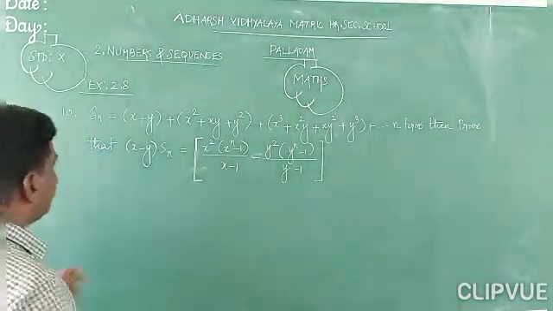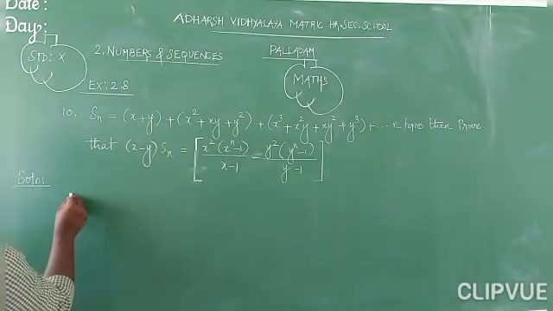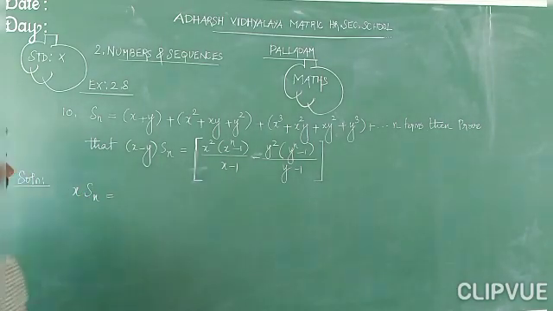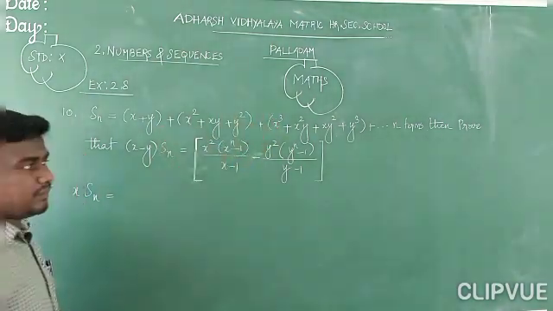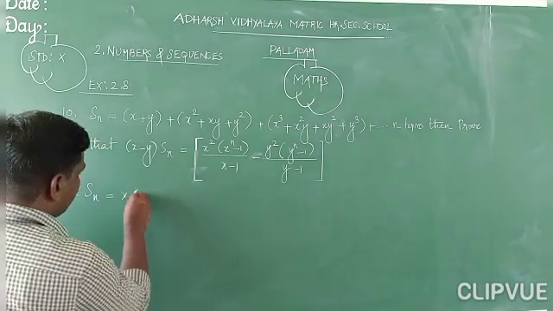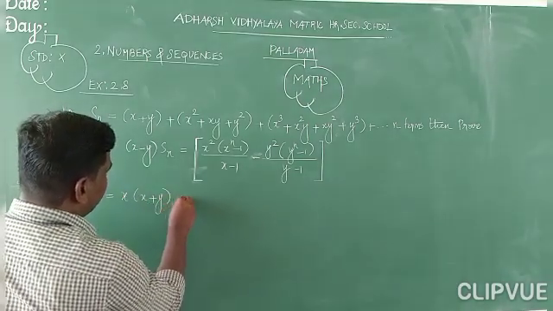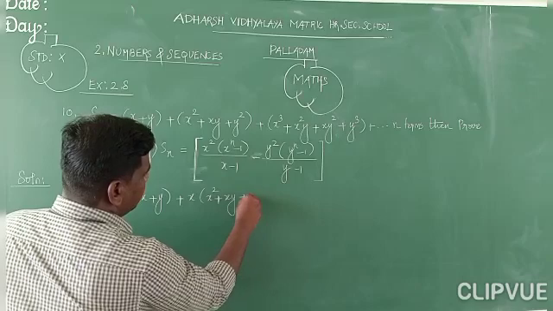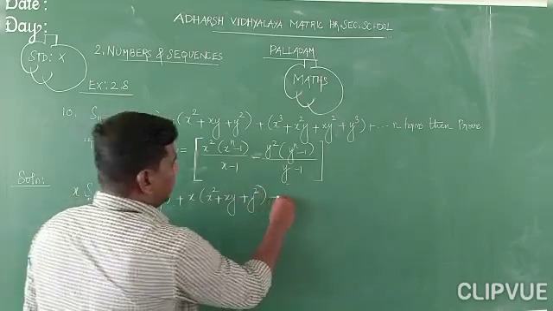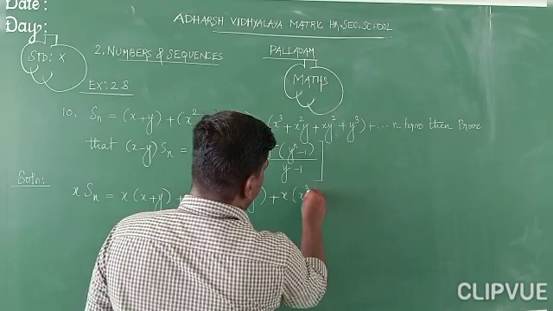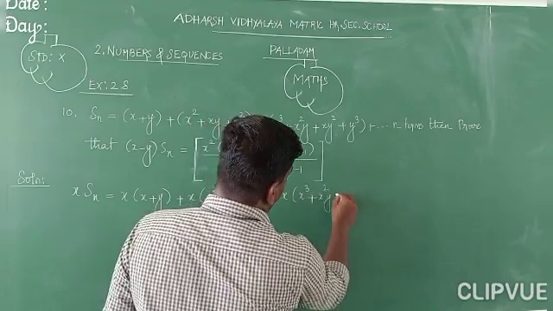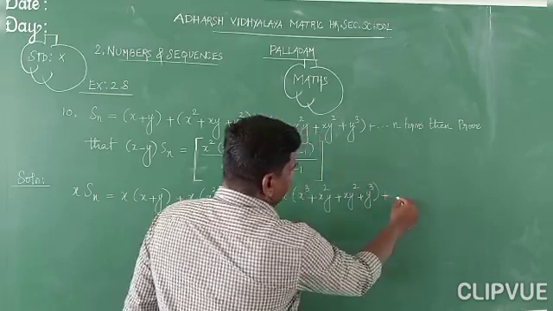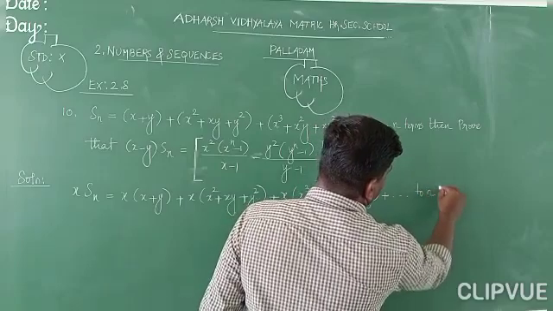So first I am going to multiply by x. If I multiply by x, it will be x into Sn, and each term will be multiplied by x, you know that. So x into x plus y, plus x into x square plus xy plus y square, plus x into x cube plus x square y plus xy square plus y cube, and so on to n terms.